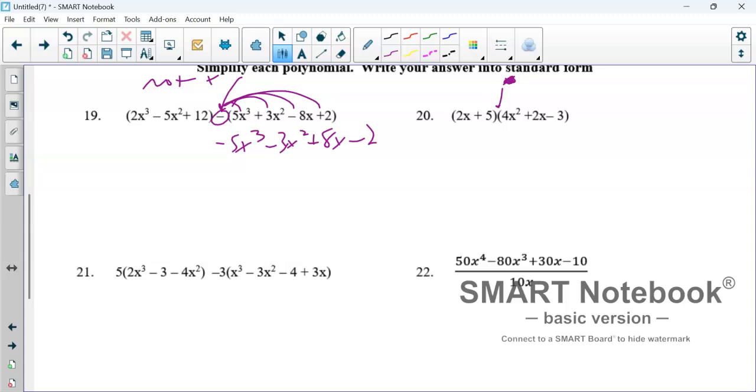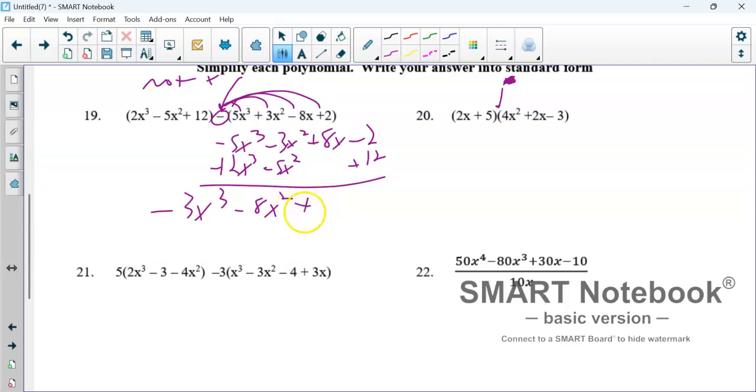So I'm going to kind of visualize this. I'm going to put the plus 2x cubed underneath here, and the minus 5x squared underneath here, and the plus 12 underneath here. And just add straight down. So that gives me negative 3x cubed, 2 minus 5, minus 8x squared, plus 8x, and then 12 minus 2 is 10.